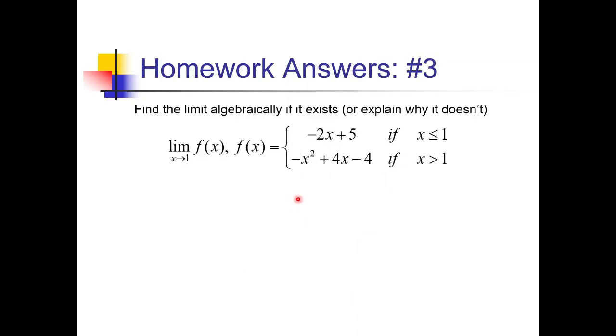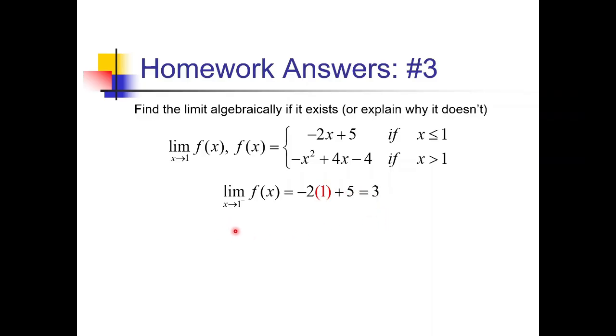For this problem, we're trying to find the limit as x approaches 1 of this piecewise function. Since 1 is a border value, that means we have to find both the left and the right side limits by plugging 1 into both of these rules. So for the left side limit, I'm going to plug it into this top rule here. We'll have -2 times 1 plus 5. And that's going to give us -2 plus 5, which is 3.